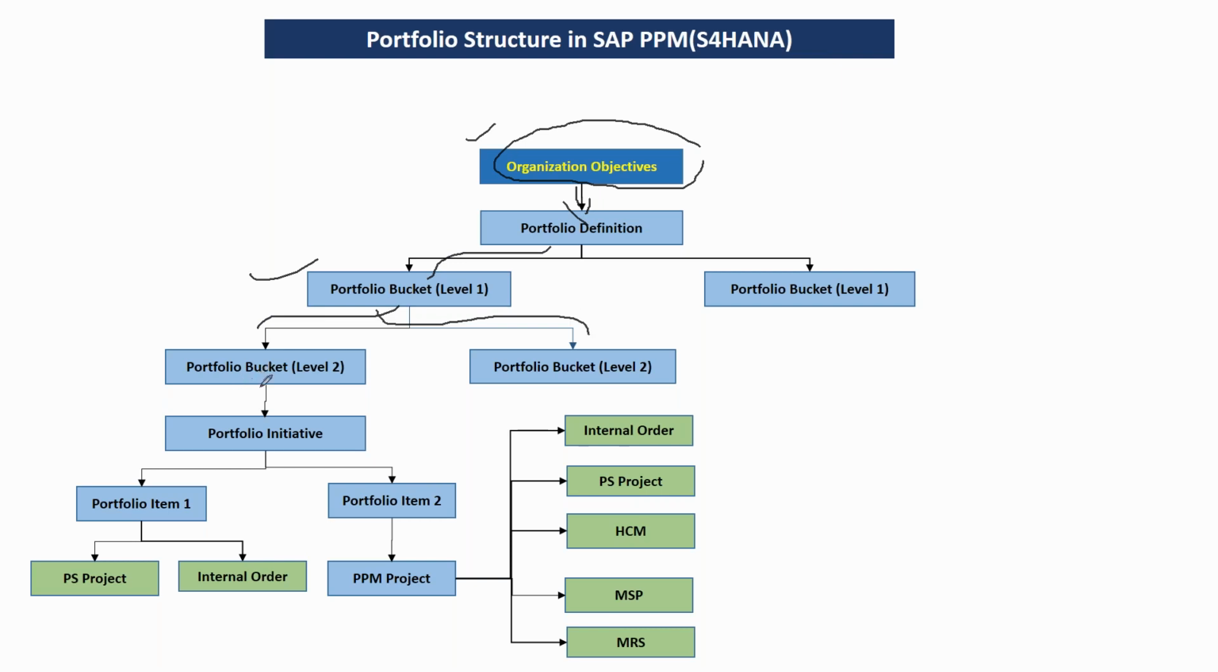And let's say if any proposal is coming, for that you create an initiative. To complete this proposal, you may require multiple projects, so here you can execute multiple projects. Let's say here I've taken the example of portfolio item 1 and portfolio item 2, and then you have a choice whether you want to transfer into a PS project or a PPM project. We will understand in upcoming sessions how we are going to manage it, and what the major criteria are to decide whether you should go for a PS or PPM project.